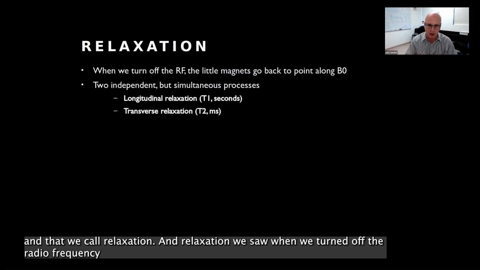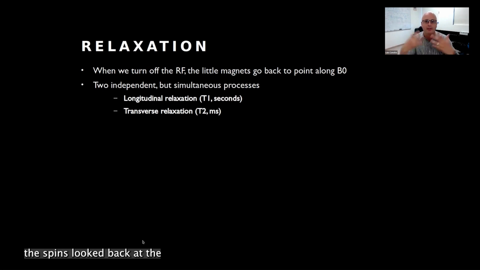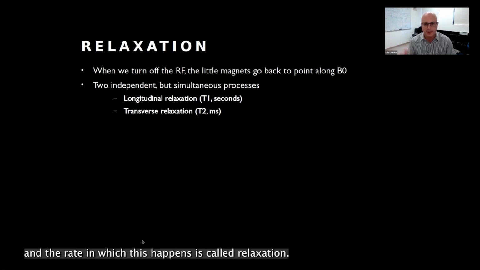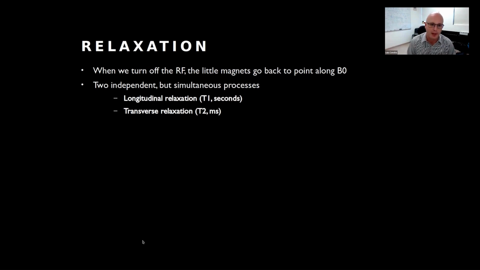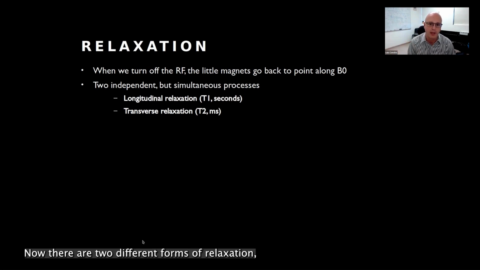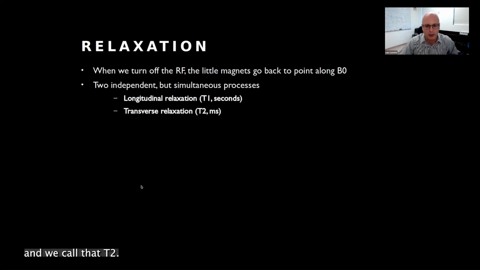And relaxation we saw when we turned off the radio frequency and the spins looked back at the B0, the main magnetic field. And the rate at which this happens is called relaxation, and different tissues will have different rates of relaxation. Now, there are two different forms of relaxation, but they occur at the same time. One is longitudinal relaxation that we call T1, and that occurs in the range of seconds. And the other is transverse relaxation, which occurs in the 10 or 100 millisecond range, and we call that T2.